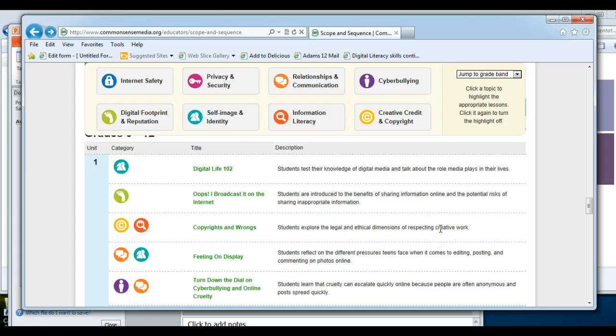So Common Sense Media is a great resource, easy to use, with lots and lots and lots of resources, used by people all over the country.